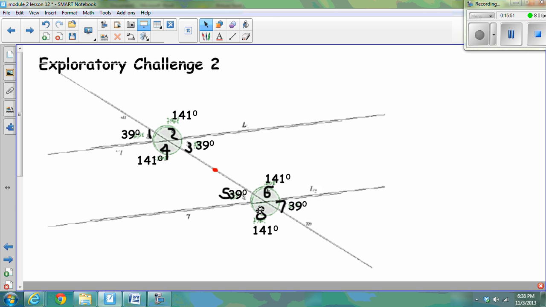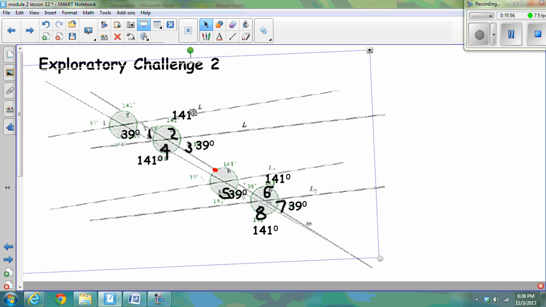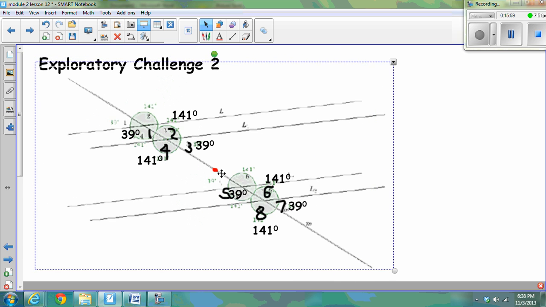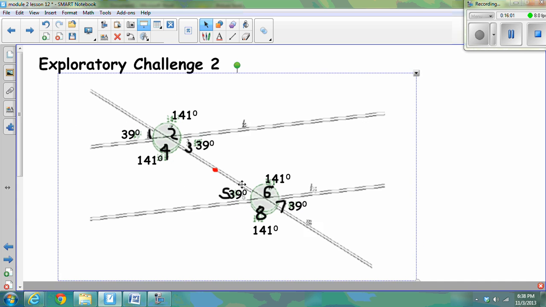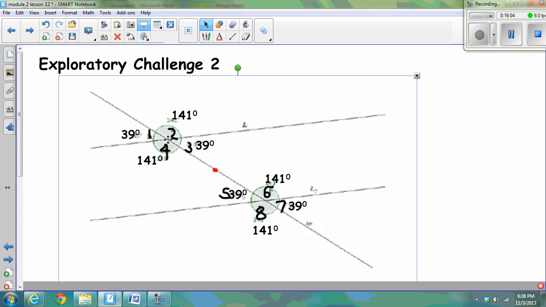You should try this with your transparency. Use your transparency over the picture and find the midpoint between the vertex here and the vertex here. Find the midpoint and rotate your transparency about this midpoint. I'm going to wait while you do that. Pause the video if you need some time to do that. So you should see that the angles 4 and 6 overlay each other and they're congruent.